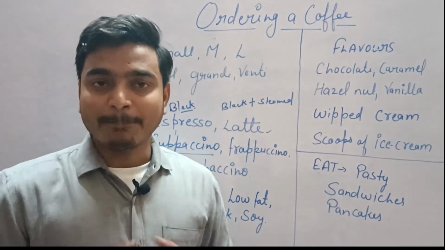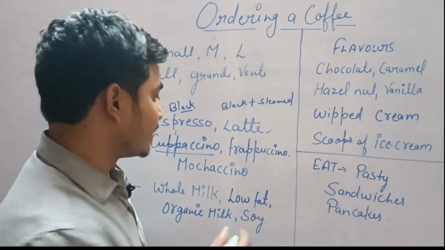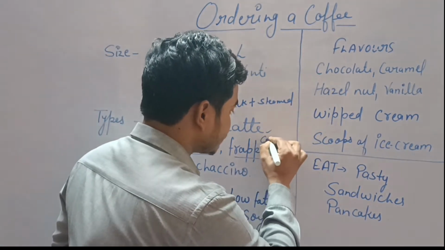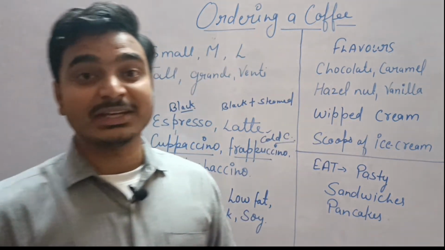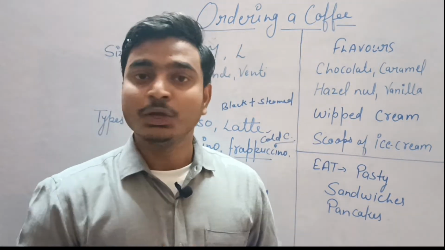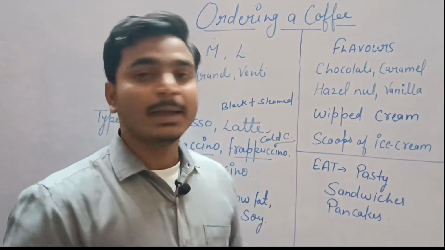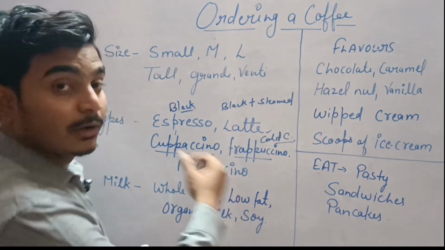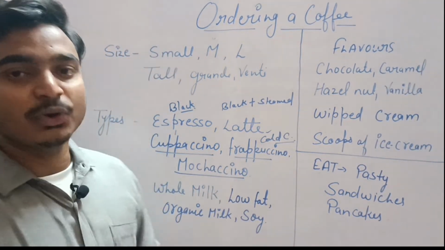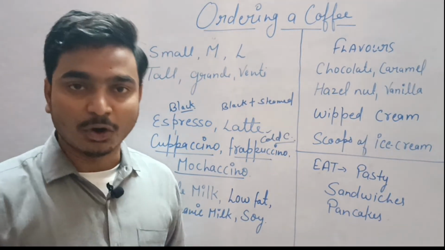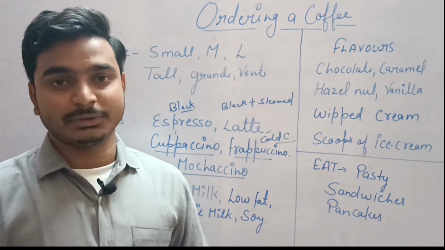Next one is frappuccino. Frappuccino is a coffee which is also known as cold coffee. Now the youngsters love to drink cold coffee, that is frappuccino. Now the last one is mochaccino. Mochaccino is just a coffee with a chocolate flavor.